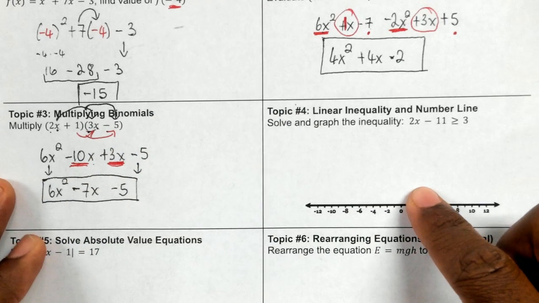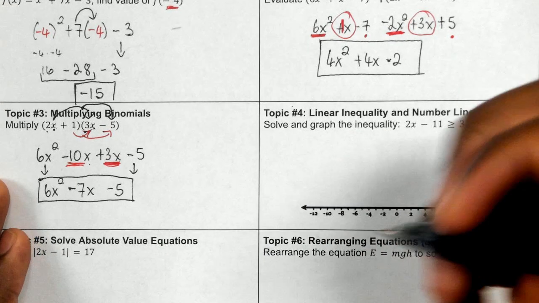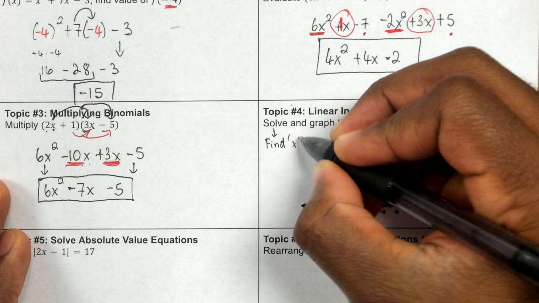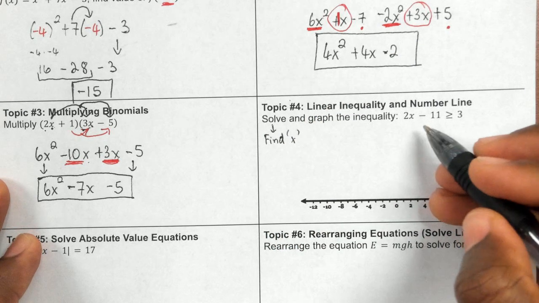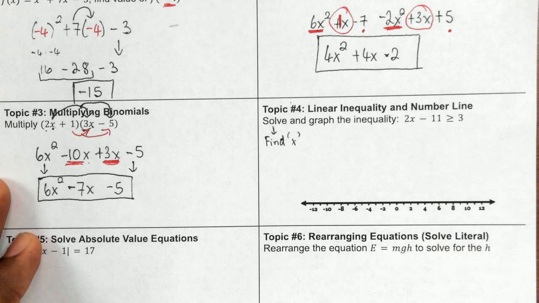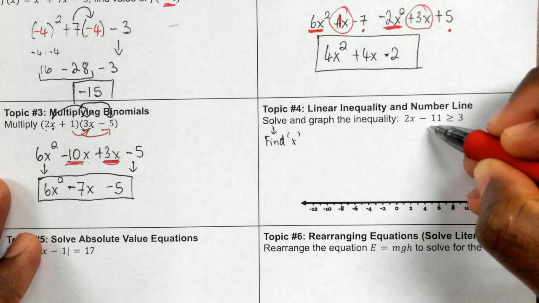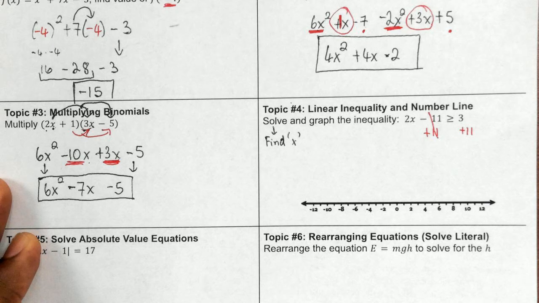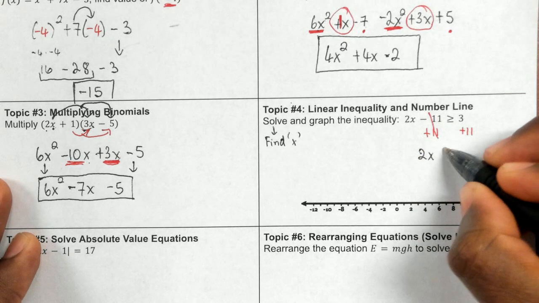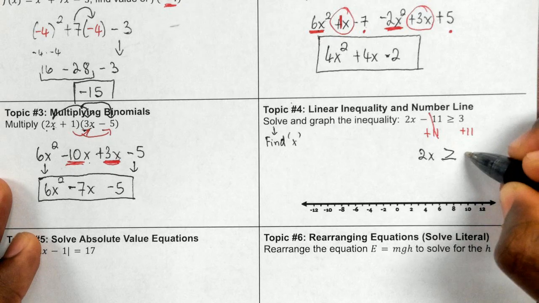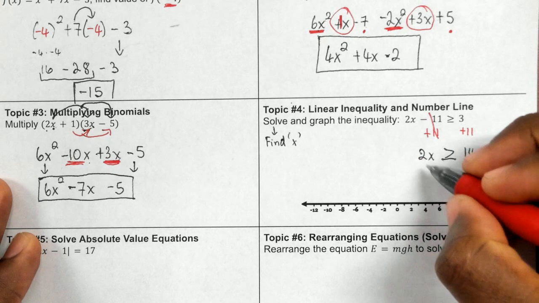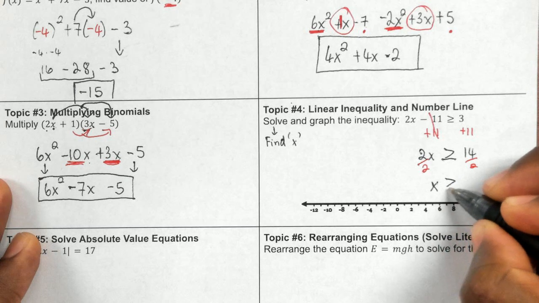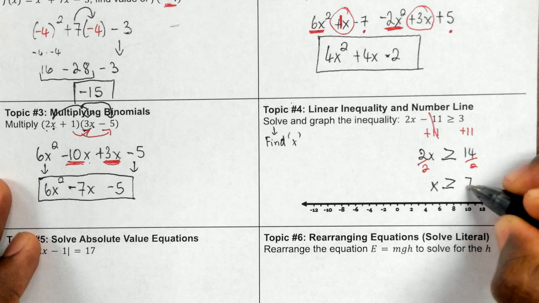So next question. We're trying to solve and graph the inequality. Whenever you're solving, you're finding something. In this case, we're finding x. So the first thing we're going to do is try to get x all by itself. To get x all by itself, I would need to move my constant to the other side by adding 11 to both sides. That would get canceled. Now I would have 2x is greater than or equal to 3 plus 11, which is 14. Now I'm going to divide by 2, divide by 2. So my x is going to be greater than or equal to 14 divided by 2, which is 7.